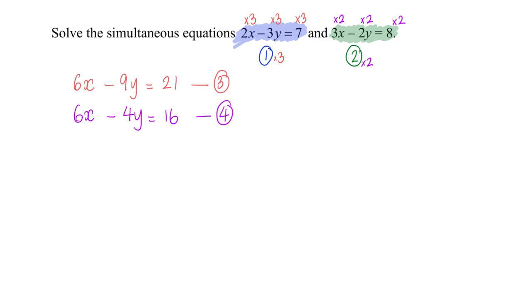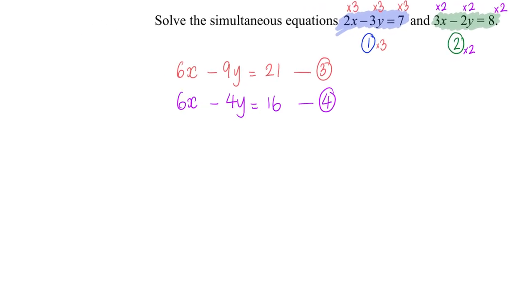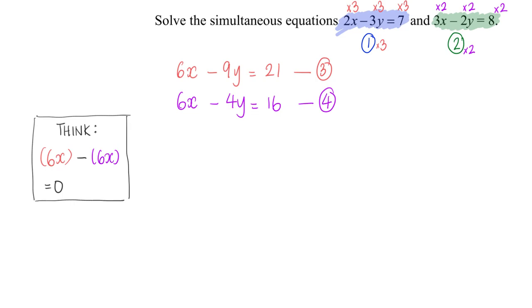And from here, then it's pretty obvious that, how do I get or eliminate the variable x? What do I do to have this positive 6x and this positive 6x equals to 0? Do I plus or do I minus them? Yes, I'm going to minus this. So you will then see Mr. Tan having equation 3 minusing equation 4.